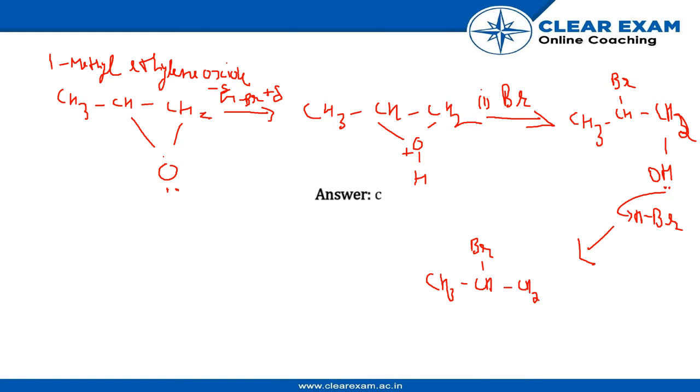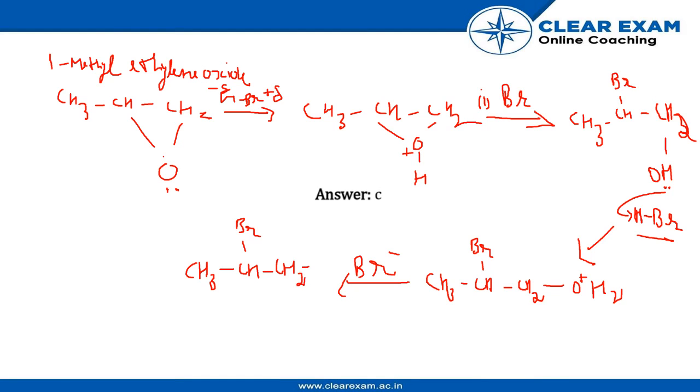Okay, so after that we get CH3 CH Br CH2 O positive and H2 because of the HBr. H goes from here to there, and then again when we add Br minus of the HBr, it would be CH3 CH Br CH2.